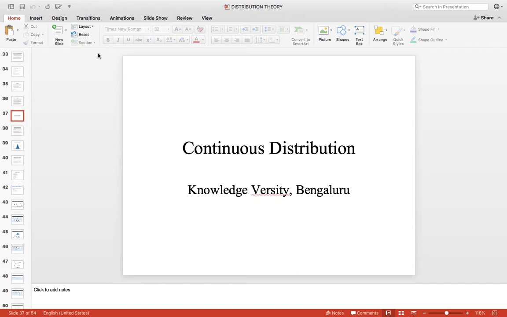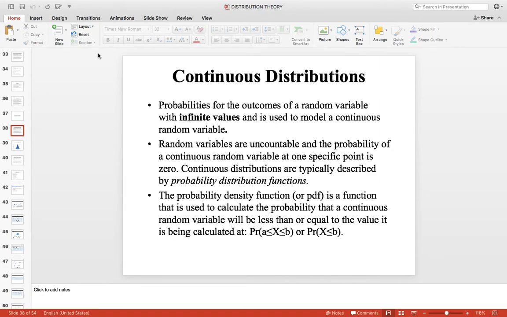A continuous distribution describes the probability of outcomes of a random variable with infinite values, and is used to model a continuous random variable. Random variables are uncountable in the continuous case, and the probability of a random variable at one specific point is zero. So continuous distributions are typically described by the probability density function. Every continuous distribution has a probability density function, with the help of which you could generate that distribution, provided you have the values of the parameters.